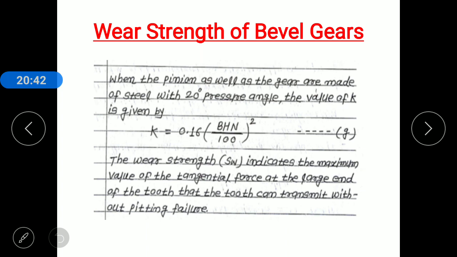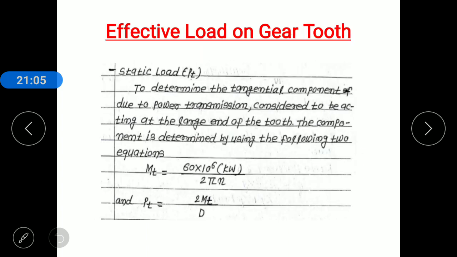Again we know the definition of wear strength. Sw indicates the maximum value of the tangential force at the large end of the tooth that the tooth can transmit without pitting failure, and it should be more than the effective force between the meshing teeth. This is about the wear strength. Next point, that is the last point in this lecture, effective load. Effective load is again the sum of a static load and dynamic load, which was already discussed in spur and helical gears. Same thing is here.